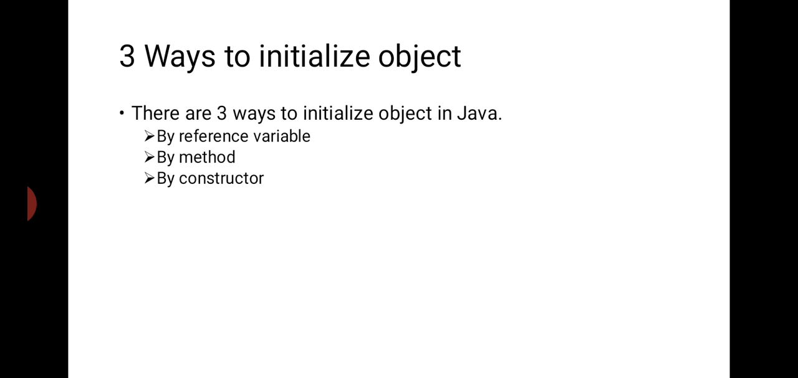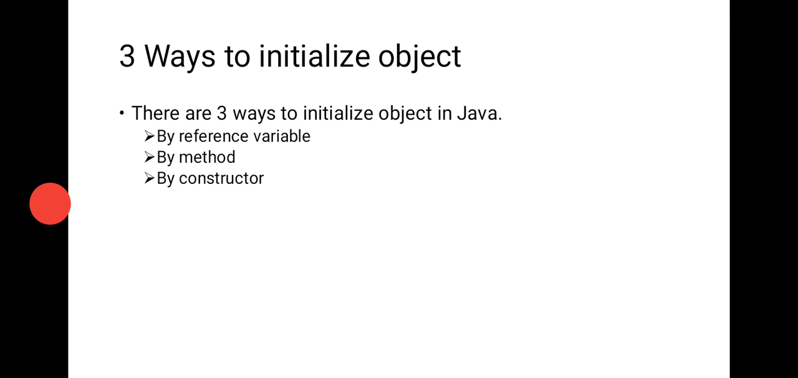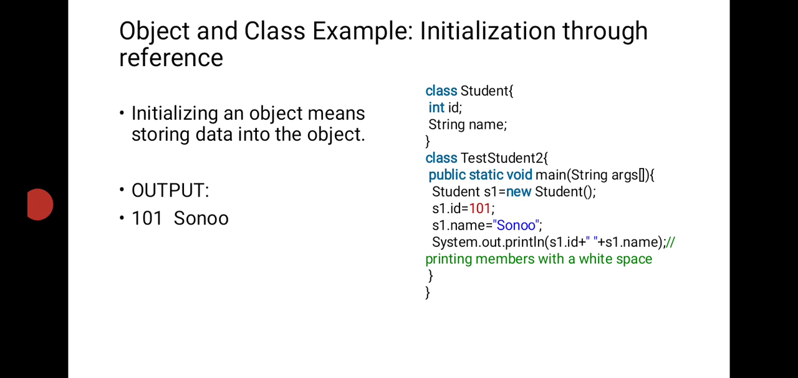Next, there are three ways to initialize the object. First is by reference variable, second by method, and third by constructor. We will see each one of them. Here the first example is initialization through reference. So here is my example.